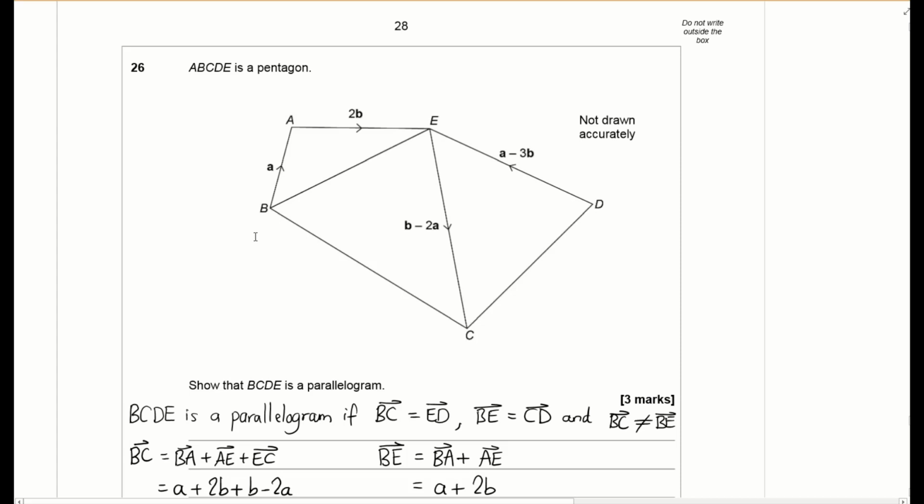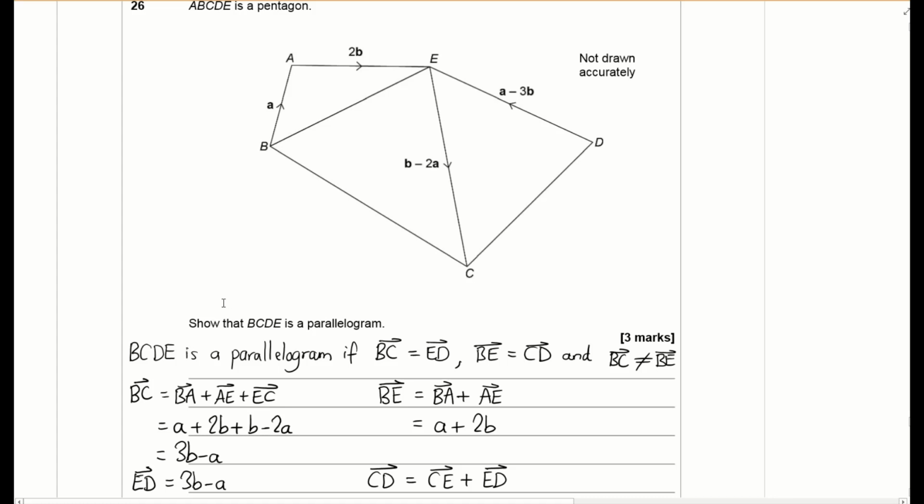Now, to show that BCDE is a parallelogram, we would have to show that it has 2 pairs of parallel vectors, which of course would be equal, but the pairings themselves are also not equal. So to explain, BE would have to equal CD, and ED would have to equal BC. But of course BE and BC have to be different as well to show that it is a parallelogram. So to begin with, we will find what the vector B to C is. Now remember, with vectors you can only go along routes that you know.